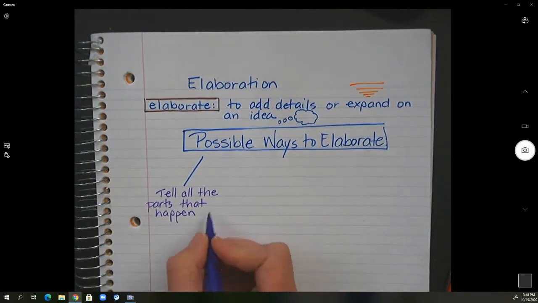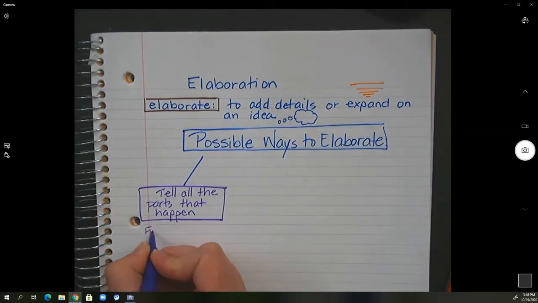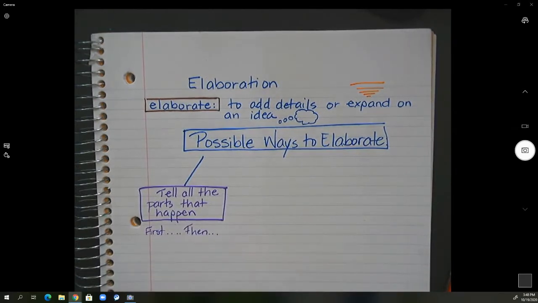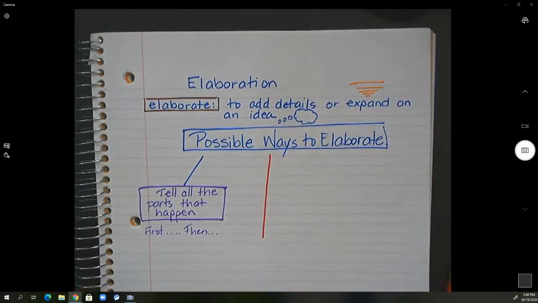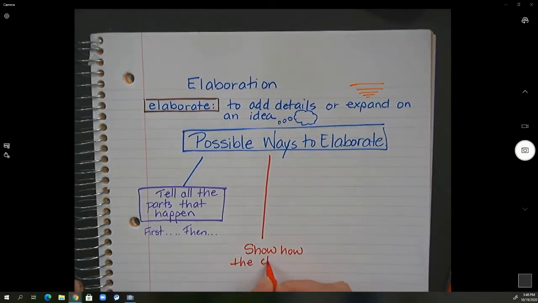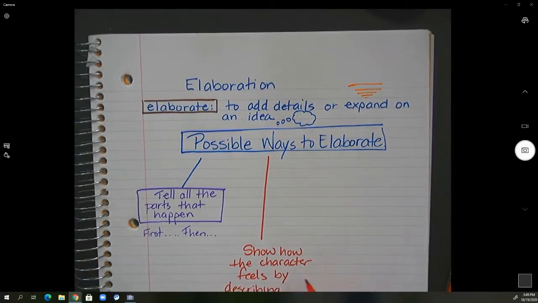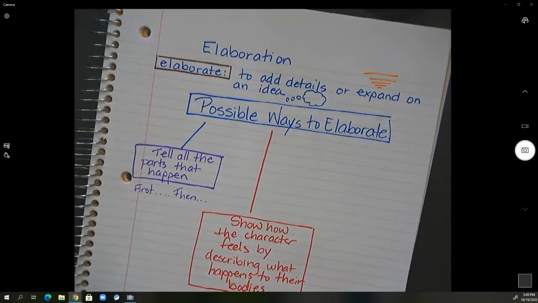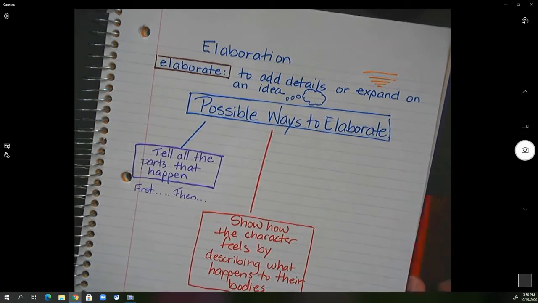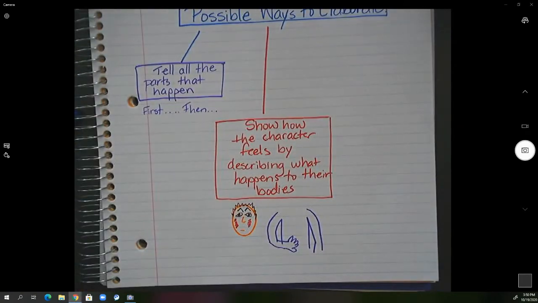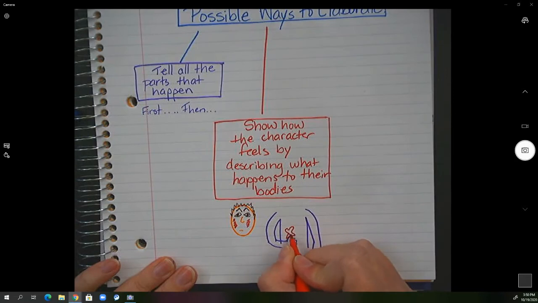Sometimes readers can't see into your heads, and we forget to mention some of the key things that happen. So tell all of those parts. The second thing that you can try is to show how a character feels by describing what happens to their bodies when they feel that feeling. So you might have a character who is feeling embarrassed, and instead of just saying they were embarrassed, you could describe how their face turned beet red. Okay. Or maybe you have a character who is feeling a little bit uneasy, and so you might describe that they had butterflies in their stomach.